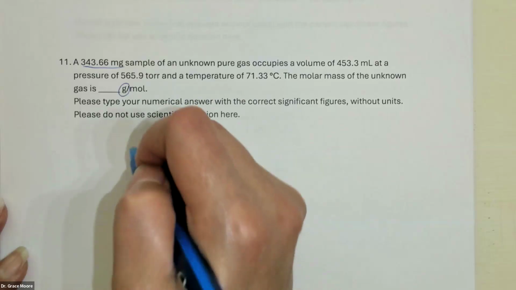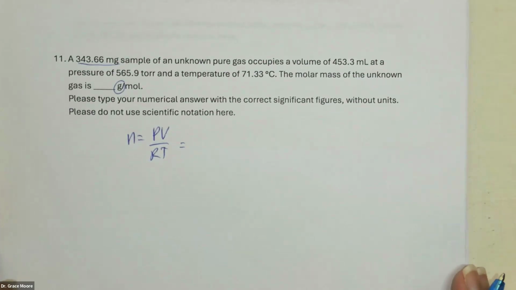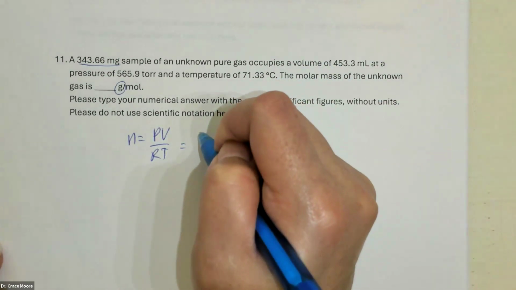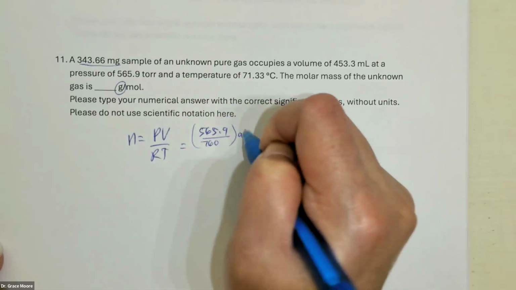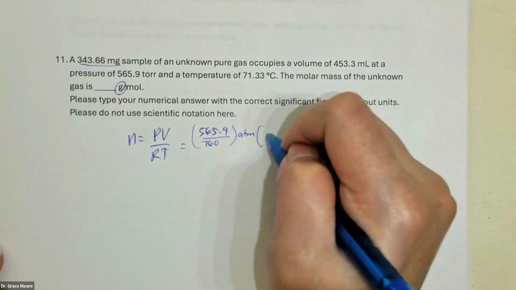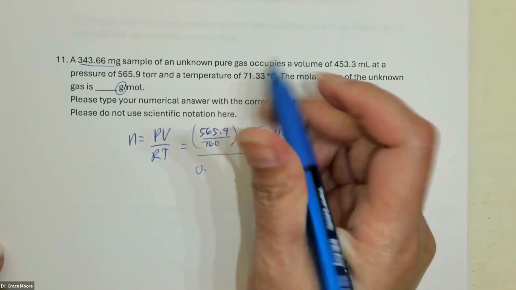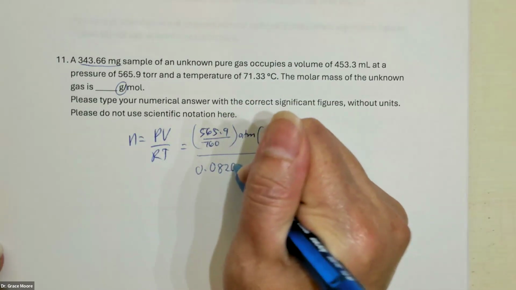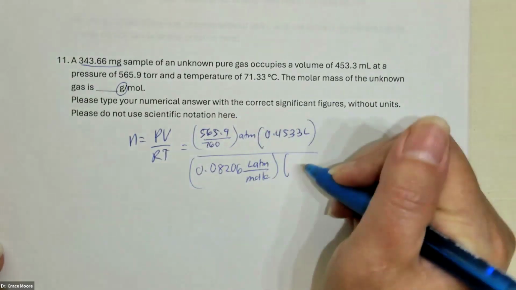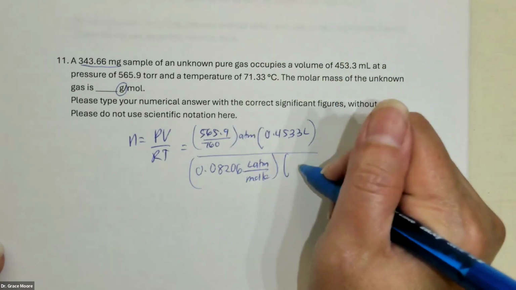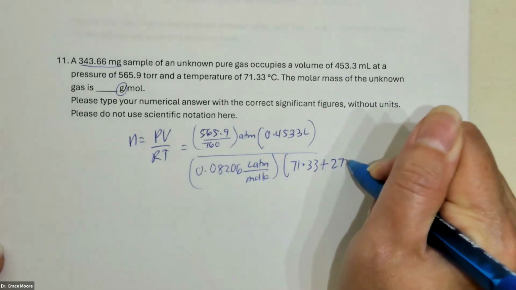So to find the moles of the gas is PV over RT. Remember the units that you need. P will be in atm, so divide by 760. And then V is in liters. R is the gas constant provided on your periodic table. And then T, just T, not delta T, 71.33. But you can't use Celsius, so you have to plus 273.15.